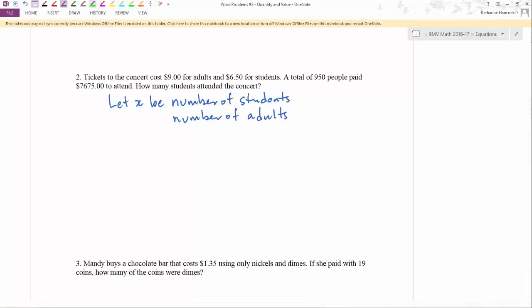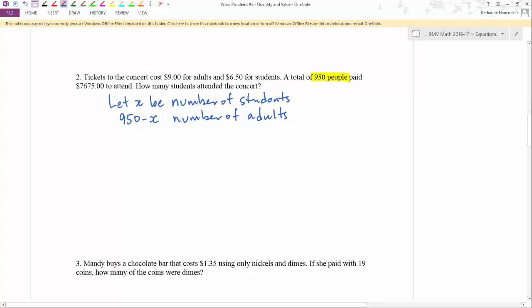So I see that there's a total of 950 people. So assuming it's just adults and students, if I've already used up x out of the 950 on students, that means 950 take away x is going to be the number of adults.